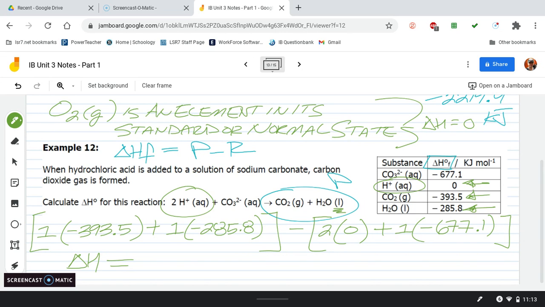Now, once again, I am adding some things that maybe mathematically don't do anything, but I'm still putting the ones in there because I want you to get in the habit of paying attention to those ones, because they might not always be ones, right? So that's why we're doing it. So let's go ahead and run through. So make sure that we get the right answer. And I'm going to do the negative 393.5 plus the negative 285.8.